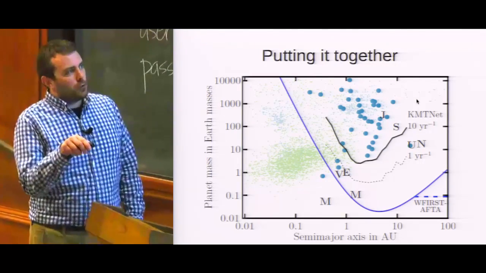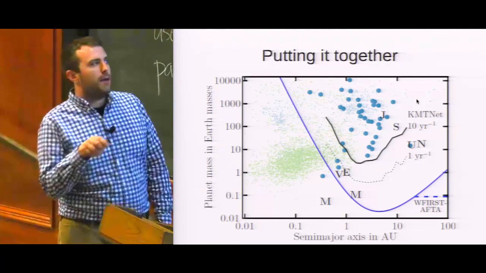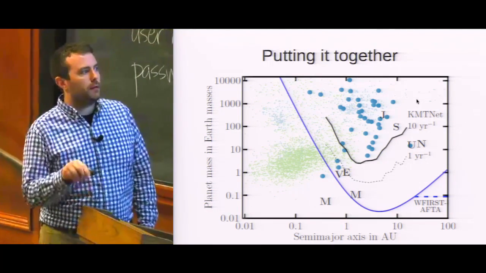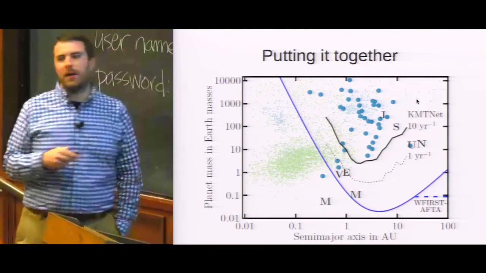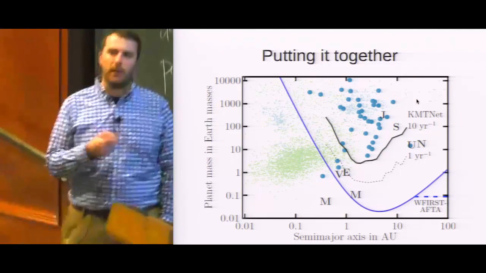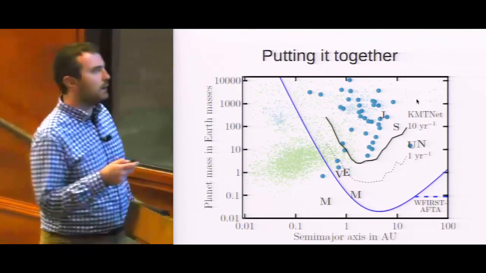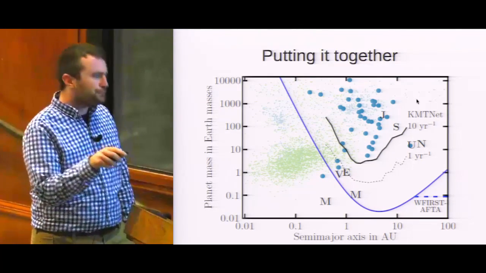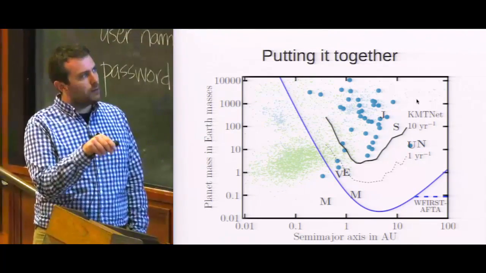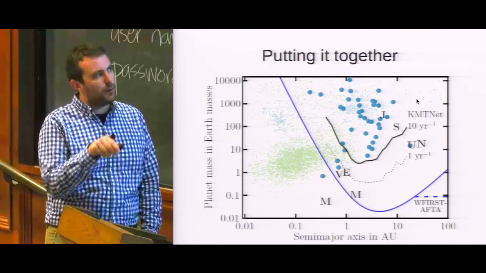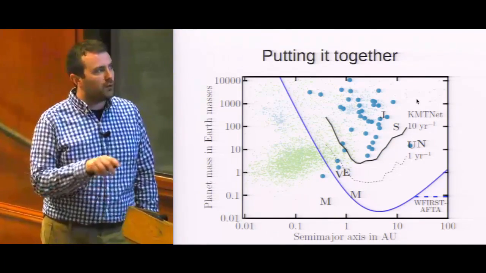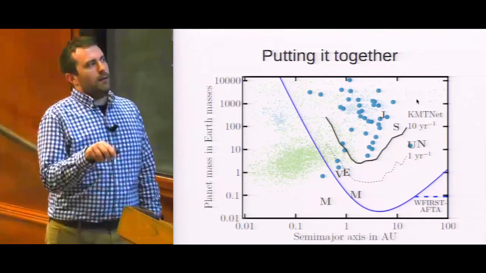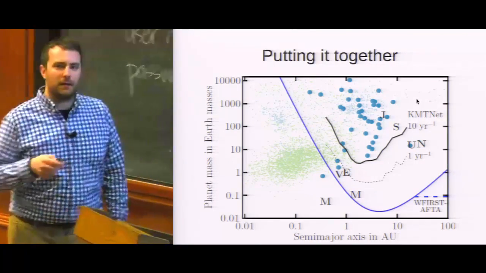And so I've drawn on here KMTNet, which is the new upcoming ground-based microlensing survey, and WFIRST, which is the space-based survey that will be launched next decade, maybe in 10 years or so, maybe a bit less. And you can see that ground-based surveys are getting down to about 1 Earth mass, but space-based surveys are going to go much lower. You can ask me about these planets later.